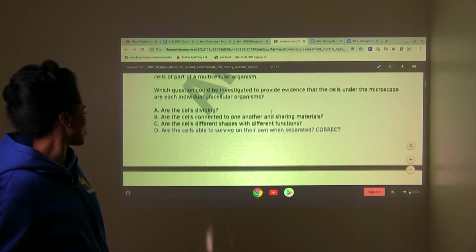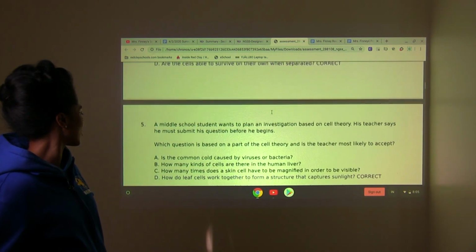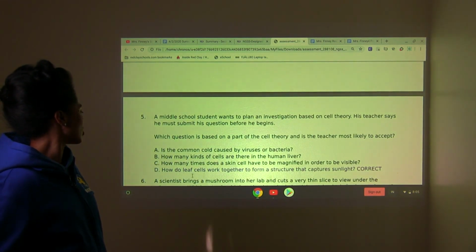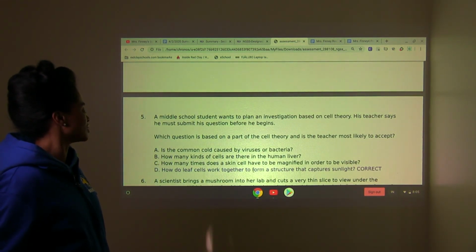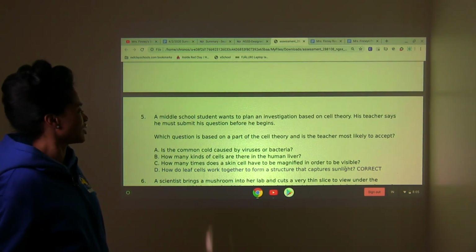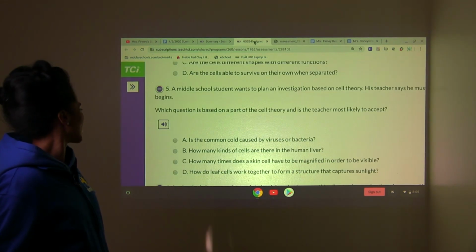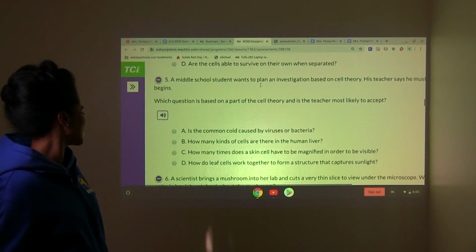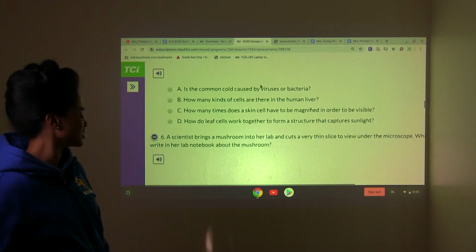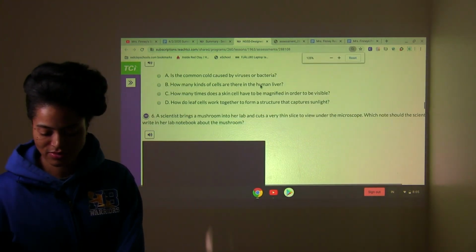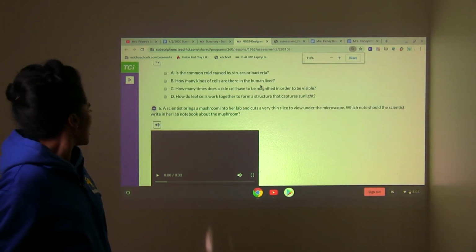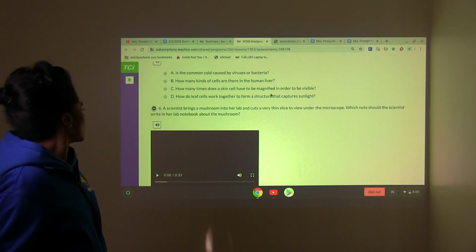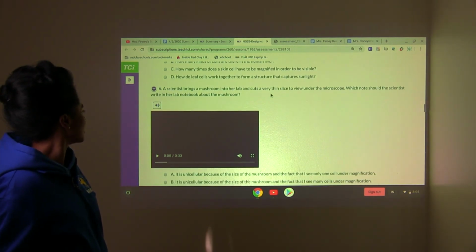Which question is based on part of the cell theory? D, how do leaf cells work together to form a structure that captures sunlight? All right, let's take a look at 6. Again, make corrections if you need to. We're just checking to see how well you can apply what we learn to different scenarios.